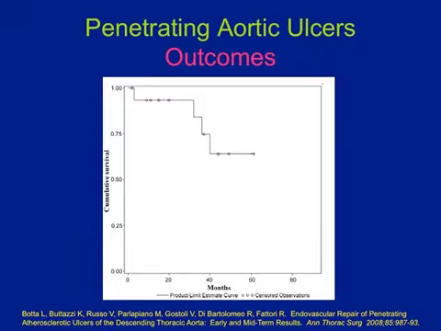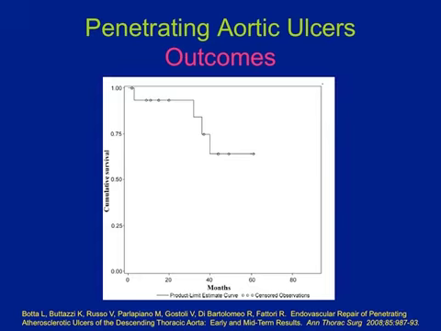The proposed algorithm and previous stent graft are all based on a single center experience with penetrating aortic ulcers of the descending thoracic aorta. This involved 19 patients treated via endovascular stent grafting with a mean age of 72 plus or minus 7 years for a median follow-up of 22 months.